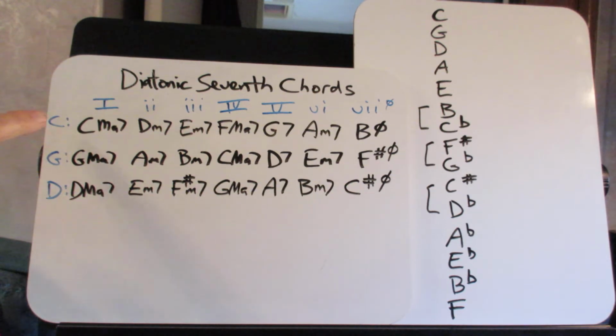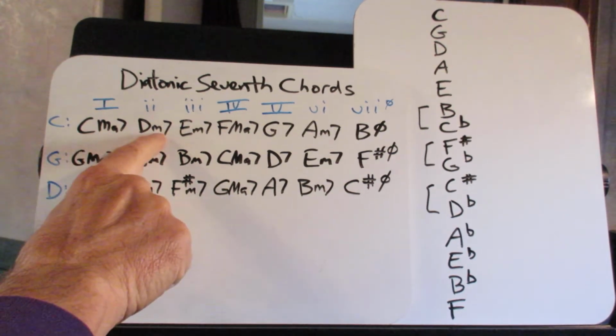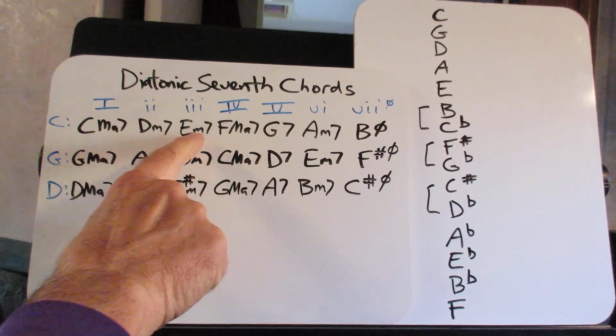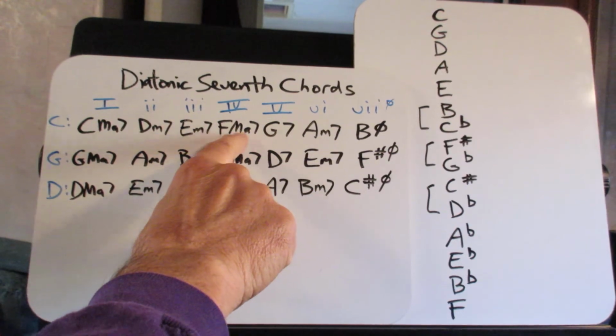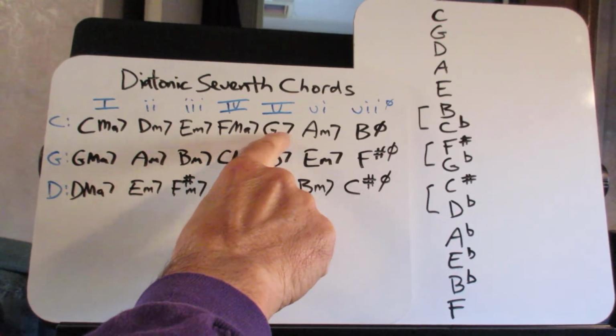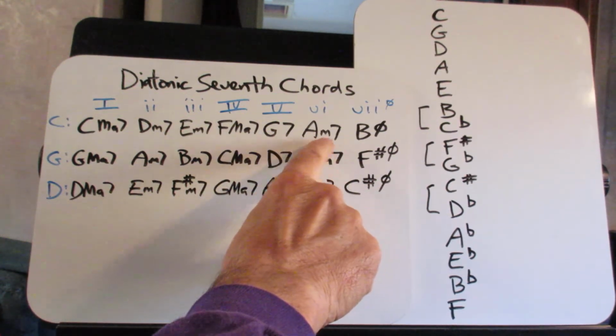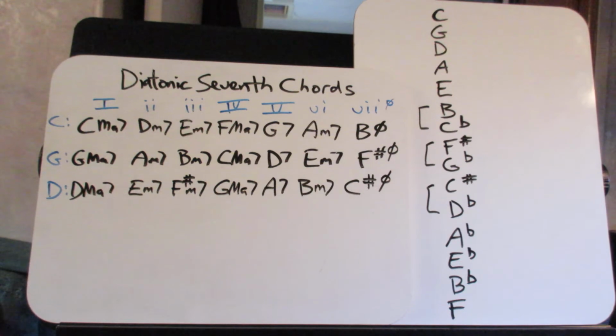So in the key of C, the 1 chord is C major 7. The 2 chord is D minor 7. The 3 chord is E minor 7. The 4 chord is F major 7. The 5 chord is G dominant 7, G7. The 6 chord is A minor 7, and the 7 chord is a half diminished 7 chord, which is also called a minor 7 flat 5 chord.